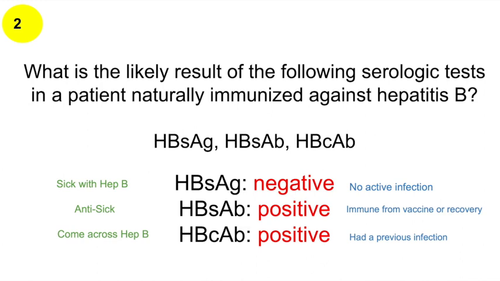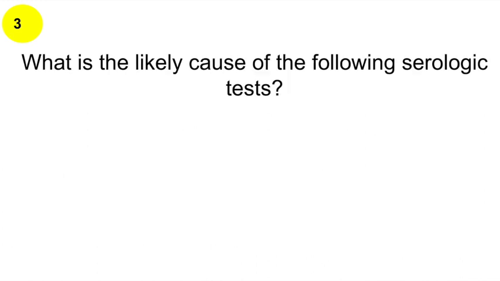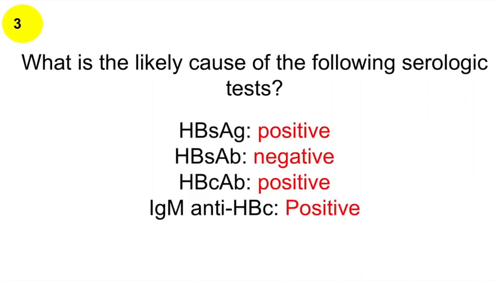Now let's move on to the brand new question. What is the likely cause of the following serologic test results? Right here we have the hepatitis B surface antigen, which is positive. Remember, this refers to the patient being sick with Hep B. So yes, they have an active infection going on here. Hepatitis B surface antibody is negative. So that means that they are not anti-sick. They do not have any immunity from the vaccine or from previous recovery.